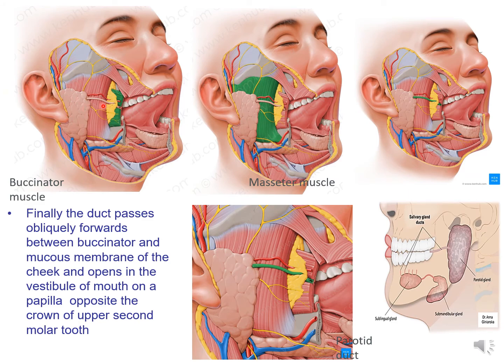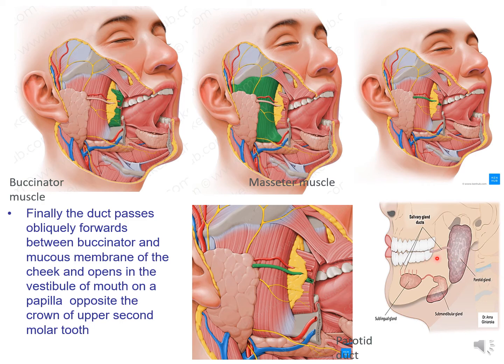So the parotid duct or the Stenson's duct emerges along the anterior border, runs over the masseter. At the anterior border, it abruptly turns medially, pierces the buccal pad of fat, buccopharyngeal fascia, and the buccinator muscle. This greenish is the buccinator muscle opposite the upper third molar tooth. And finally, the duct passes obliquely between the buccinator muscle and the mucous membrane of the cheek, and it opens in the vestibule of mouth on the papilla opposite the crown of upper second molar tooth.